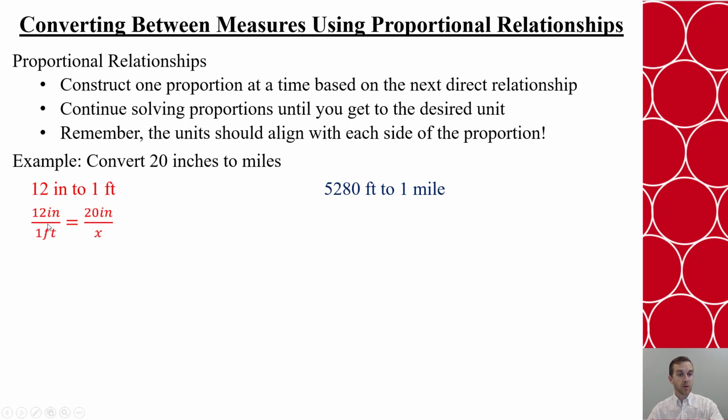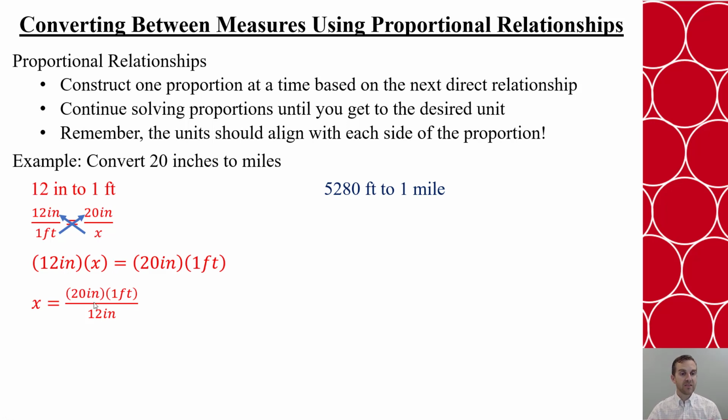So I know if I use my ratio of inches to feet and inches to feet, that's 12 to 1 equals 20 to some unknown. I can then cross multiply, and then I'd have that 12 inches times the unknown equals 20 inches times 1 foot. I divide both sides by the 12 inches, and that allows the inches as a unit to simplify to 1, leaving me just with the number of feet I have. And when I simplify 20 over 12, I get 5/3, or 1 2/3. Knowing that I have to do more proportions, I find it easier to leave it in the improper fraction form.